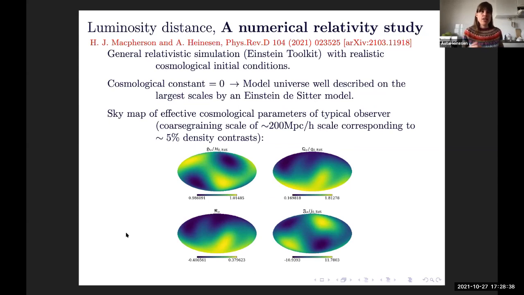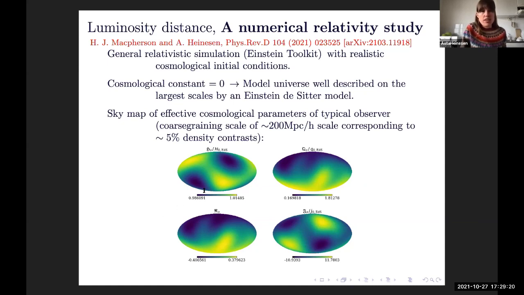Here we took a realistic cosmological large-scale simulation where we took the cosmological constant to zero for practical purposes, but I don't expect this to qualitatively change our results. We produced the cosmography for individual observers placed in this space-time. And this is a picture of the sky of a typical observer of this simulation.